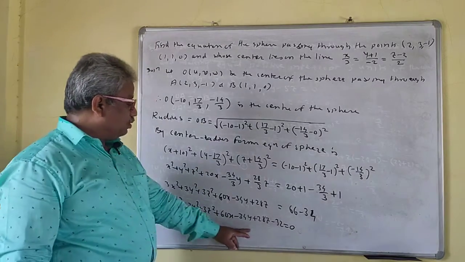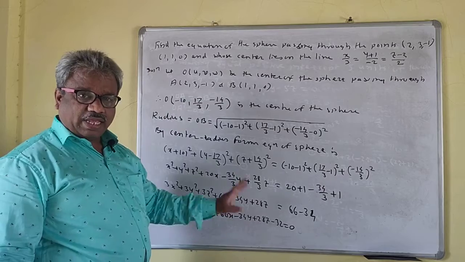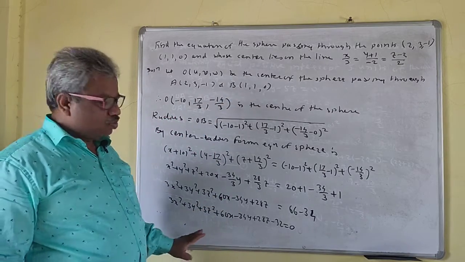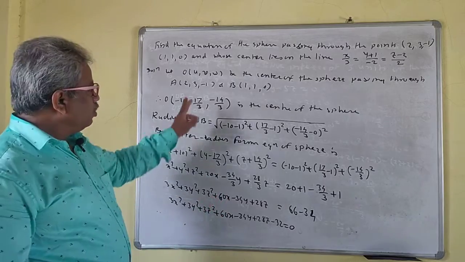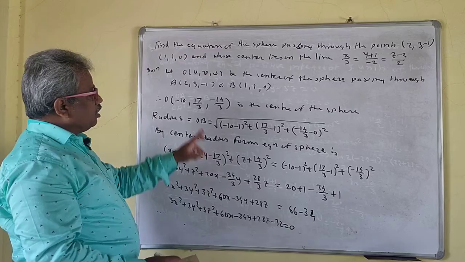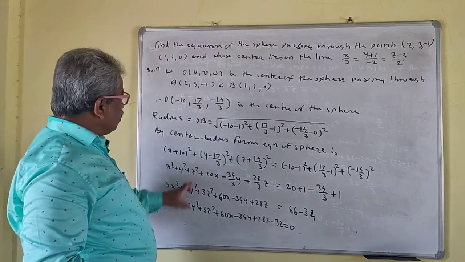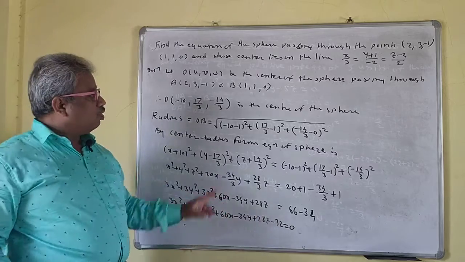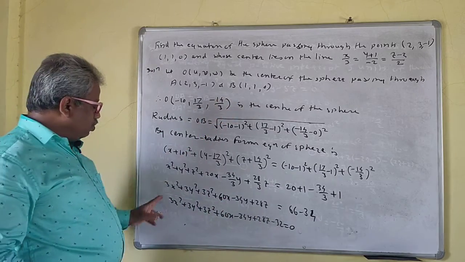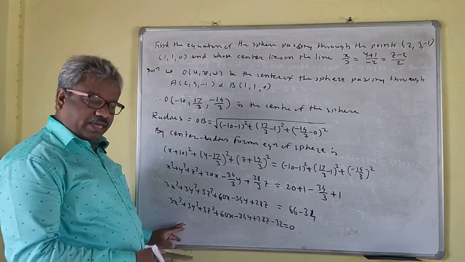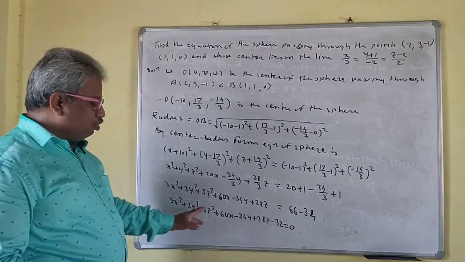You can verify whether these 2 points satisfy the equation or not. If these 2 points do not satisfy the equation, that means you made a mistake somewhere. So you can check this. Just put x is equal to 2, y is equal to 3, z is equal to minus 1 here. So that should be 0. So this also satisfies the equation. I hope that you understand. You can check yourself. According to me, this is correct.